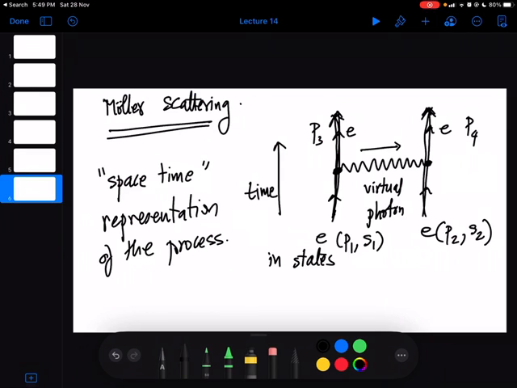So what we have to figure out is what is the momentum of the virtual photon, because we also need to see how much is the impact, right? The momentum of the virtual photon, this we had given. So this is nothing but t equal to P3 minus P1.